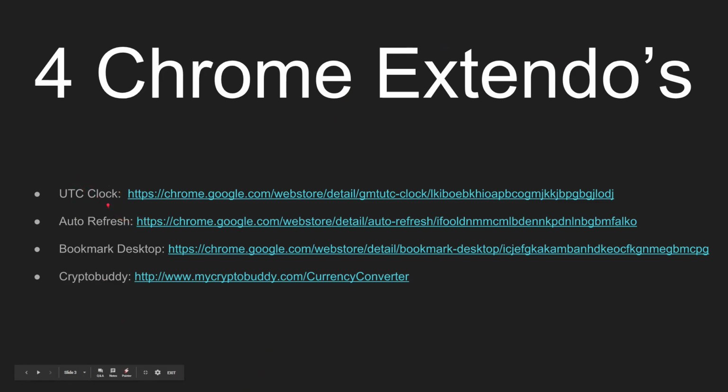For Chrome extensions, here's a UTC Clock, Auto Refresh, Bookmark Desktop, and Crypto Buddy. That's not an extension, Crypto Buddy is a website that is very helpful if you mine and you need to quickly convert one currency value to see what it's worth in another value. Now, let's get on with this. I'm going to include these bookmarks in the descriptions below.